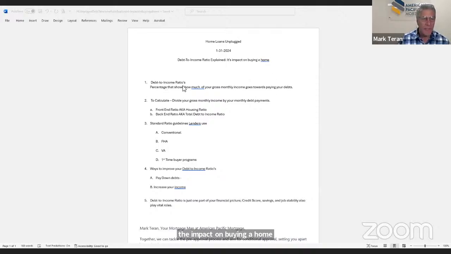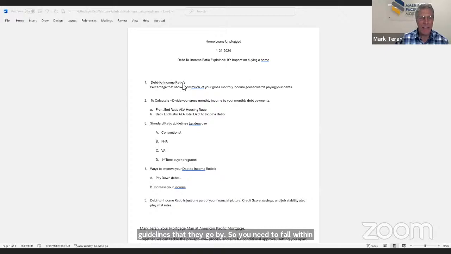So first off, what is a debt to income ratio? It's the percentage that shows how much of your gross monthly income goes towards paying your debts. And it's a tool that lenders use, and they have guidelines that they go by. So you need to fall within certain debt to income ratio guidelines.